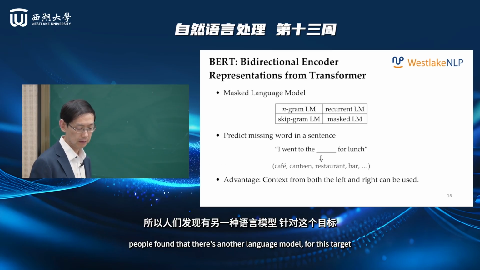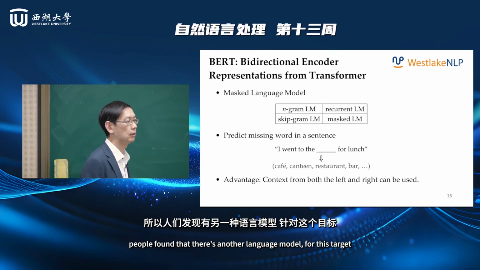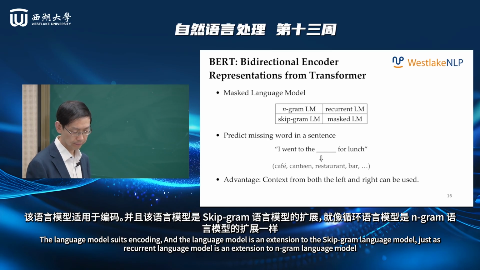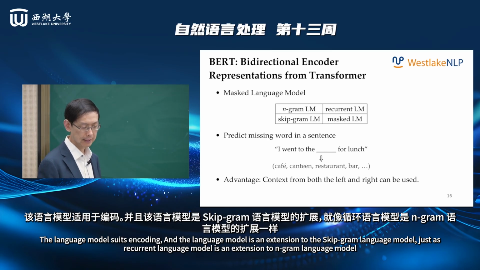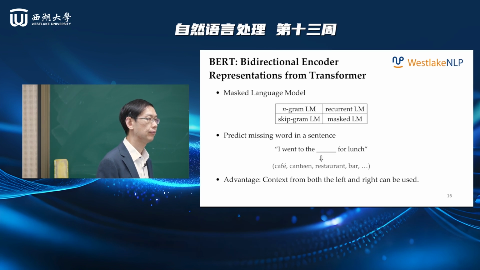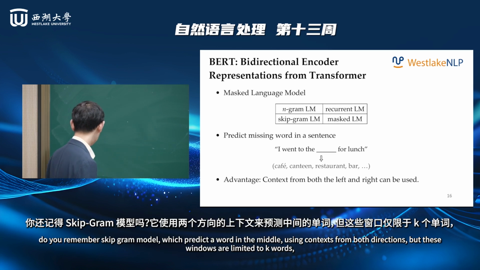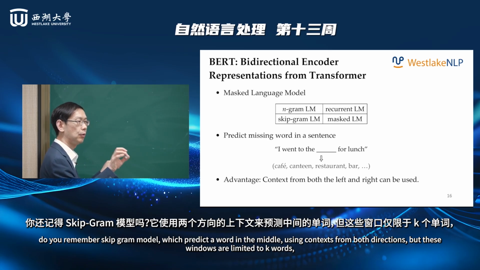So people found that there's another language model for this target. The language model suits encoding. And the language model is an extension to the skip-gram language model, just as recurrent language model is an extension to n-gram language model. Okay? So do you remember skip-gram model, which predicts a word in the middle, right, using context from both directions? But these windows are limited to k words.